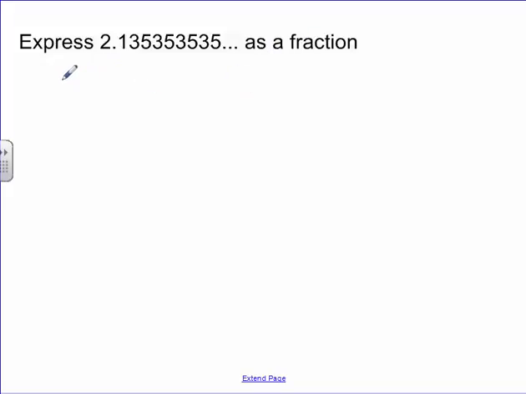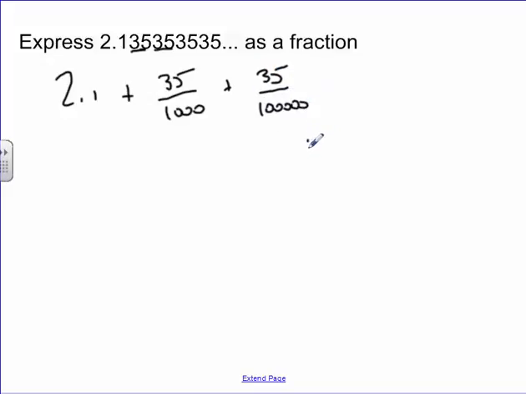So think of it like this. This is really 2.1. And then what you're doing is you're adding 35 thousandths. Right? Because this right here is the tenths, the hundredths, the thousandths. So isn't that 35 thousandths? And then you're adding another 35, only now it's 35 over 100 thousandths, because that's 1, 2, 3, 4, 5 zeros.